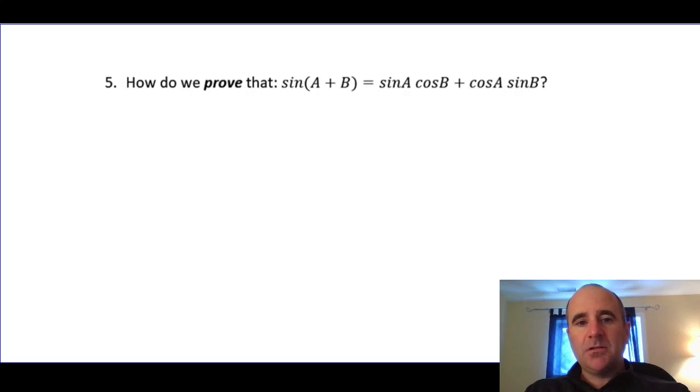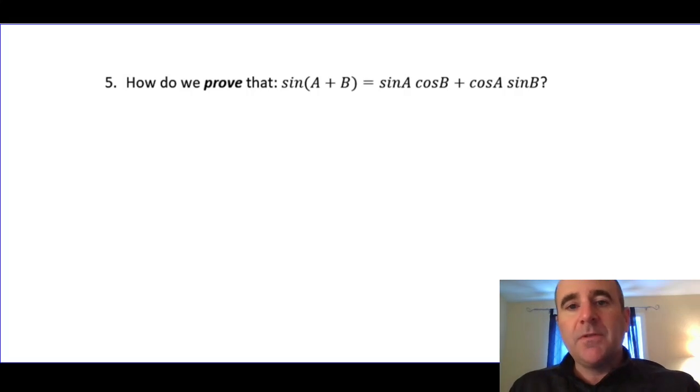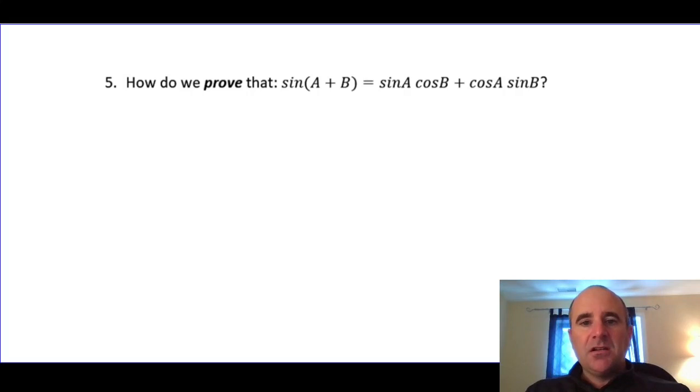For our fifth question, today we'll look at proving the addition identity for sine, now that we've done both of them for cosine. And the difference identity for sine, I'm going to leave that one up to you. You should be able to figure that one out on your own afterwards. So let's get started with this one.